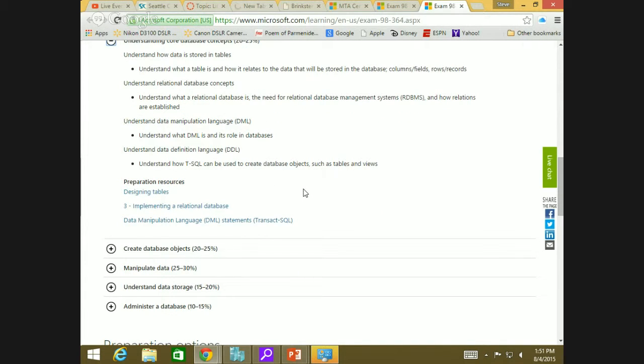Understand what DML is, and DML is basically the data modeling language.